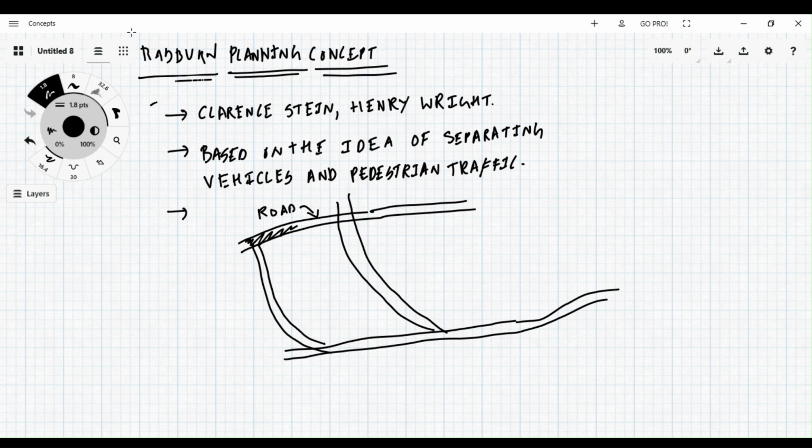The area between the roads they divided into blocks. We will come to this point. They have divided it like this. Each particular unit, suppose you are seeing different units, each one of them is called a superblock.